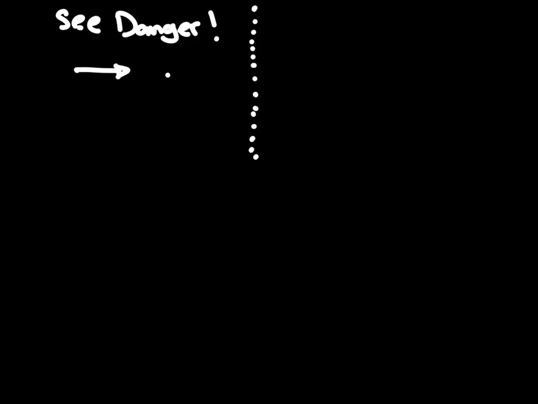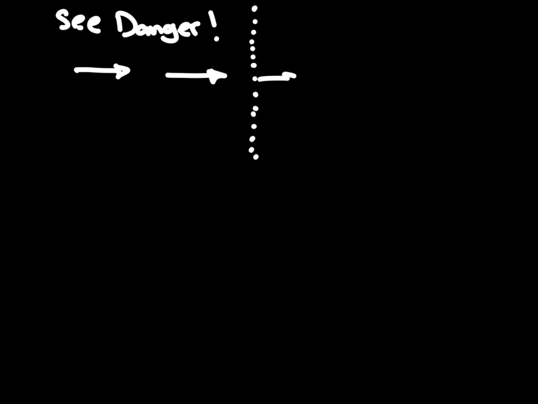And what do you do? You quickly slam on the brakes. So at this moment here, actually, you see the danger way back here. So you see danger. But it takes you half a second to react. So your velocity, while you're reacting, well, you haven't started slowing down yet, your velocity is constant.